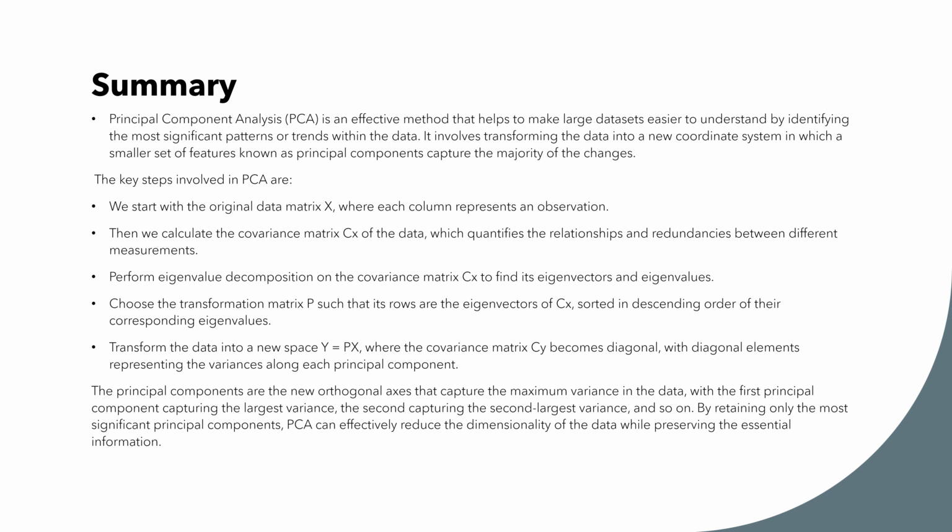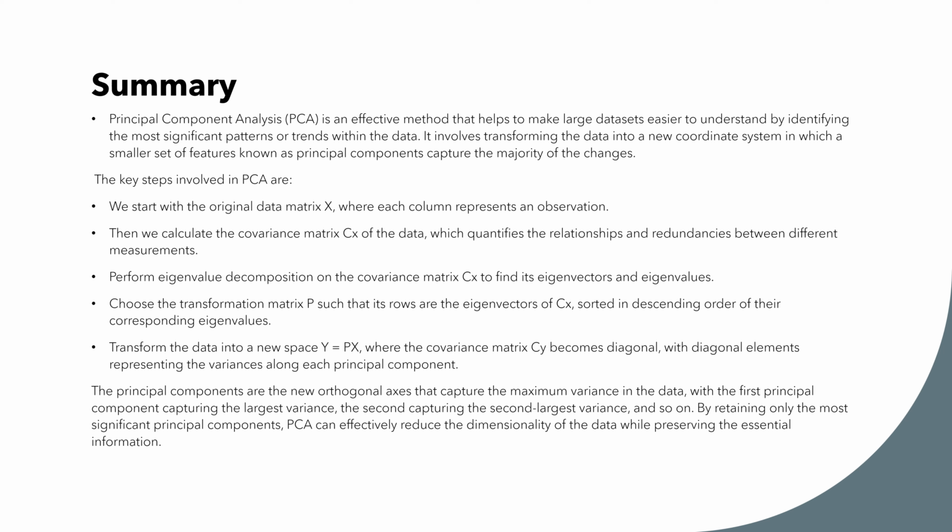To summarize everything, principal component analysis is an effective method that helps to make large datasets easier to understand by identifying the most significant patterns or trends within data. It involves transforming the data into a new coordinate system in which a smaller set of features known as principal components capture the majority of the changes.